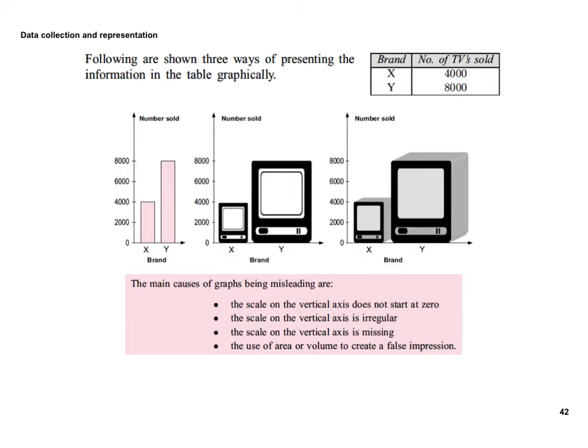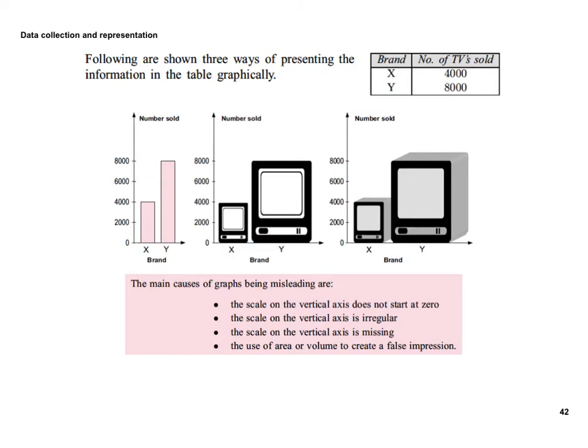Okay, here's a few more misleading graphs. So following are shown 3 ways of presenting the information in the table graphically. So we have X and Y. So X is 4,000 TVs, Y is 8,000 TVs. You can see that these are drawn very different ways. Obviously, this one is your column graph. So you've got X is 4,000, Y is 8,000, starts at 0.